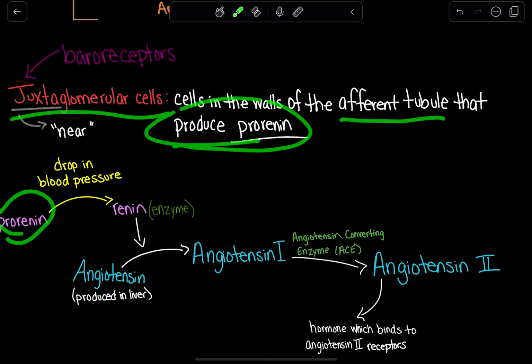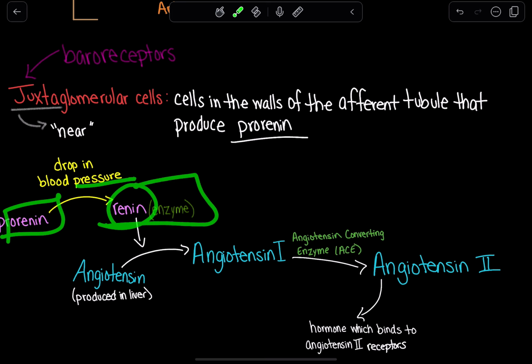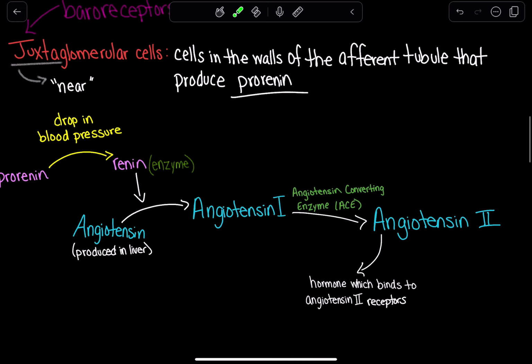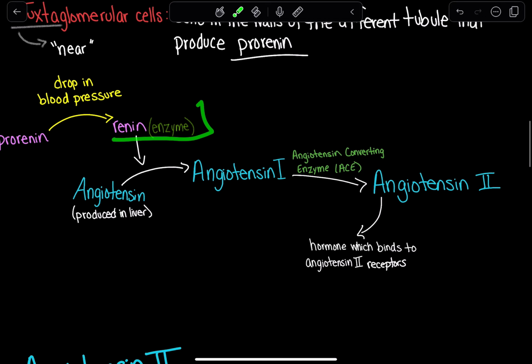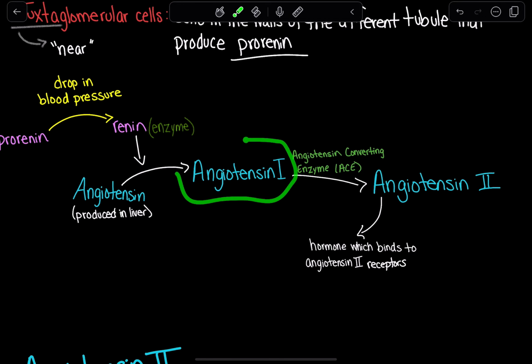So they produce prorenin, and when there is a drop in blood pressure, prorenin will be cleaved to produce renin. And now renin is our active enzyme. If we look at the word prorenin, pro meaning before, so pre-renin, once it cleaves, it becomes renin, which is the active form. Active renin can carry out the reaction of converting angiotensinogen into angiotensin 1.